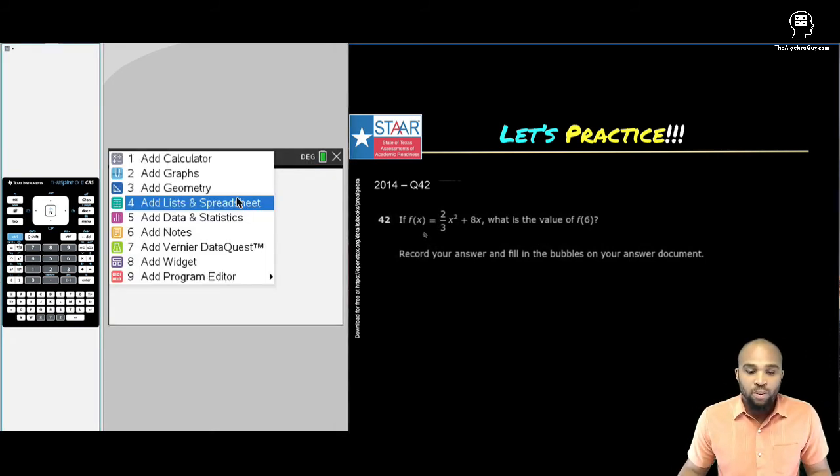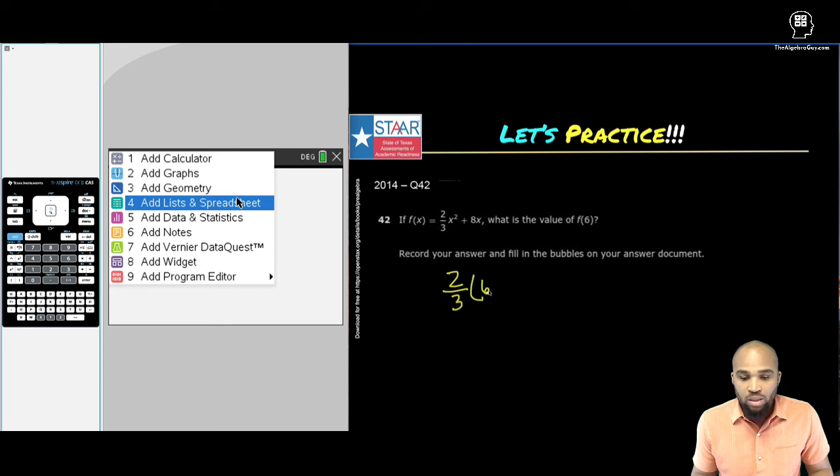All right, for our next problem, if f of x equals 2/3 x squared plus 8x, what's the value of f of 6? So really all they're asking us to do is place the 6 in place of the x's and solve it. Now you could put this in your calculator if you want to, but this seems pretty simple to solve by hand. So I'm just going to try to set this up by hand.